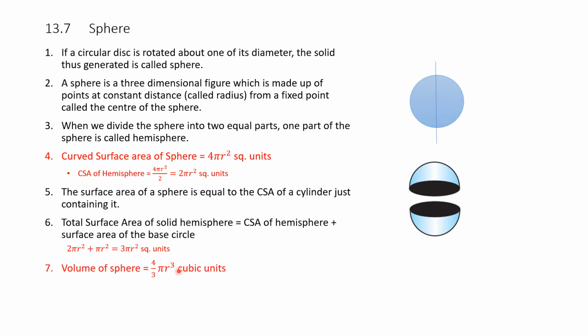Therefore, volume of the sphere is equal to 4 by 3 into pi r cube, cubic units. Therefore, volume of the hemisphere is half of the volume of the sphere. That is equal to 2 by 3 pi r cube. The pi r cube remains as it is. This 4 by 3 becomes 2 by 3 because we are dividing it by 2.